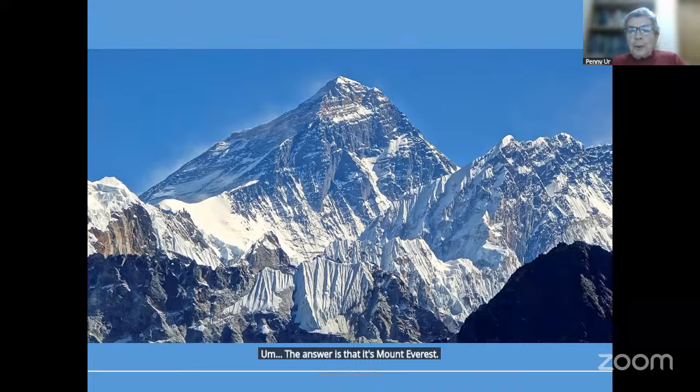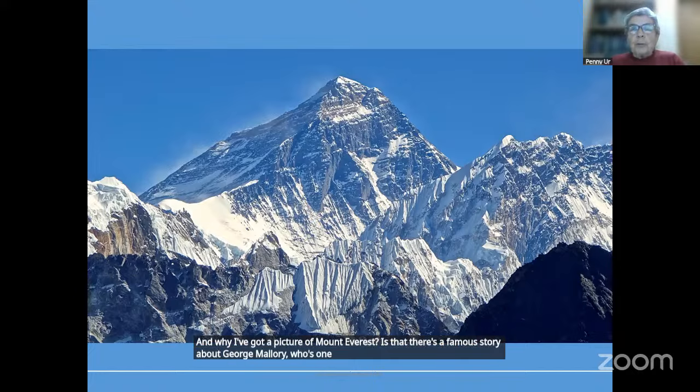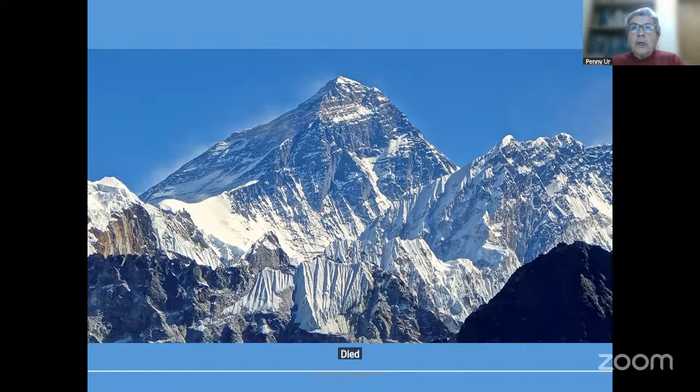And why I've got a picture of Mount Everest is that there's a famous story about George Mallory, who was one of the first climbers of Everest, and in fact tragically died on his last attempt. But when he was asked why climb Everest, in fact, why climb any mountain, he famously replied, because it's there, because it's there.